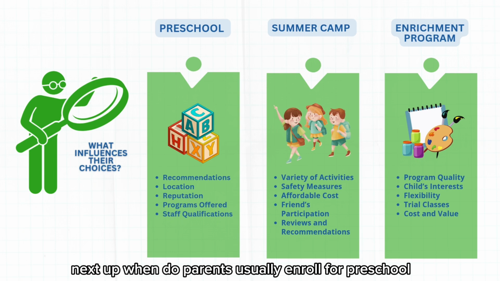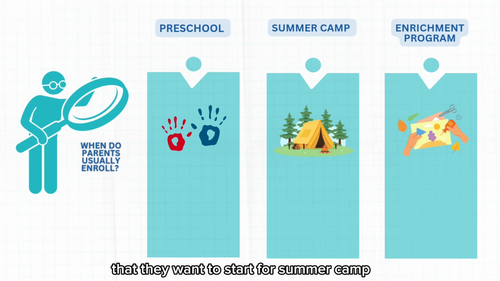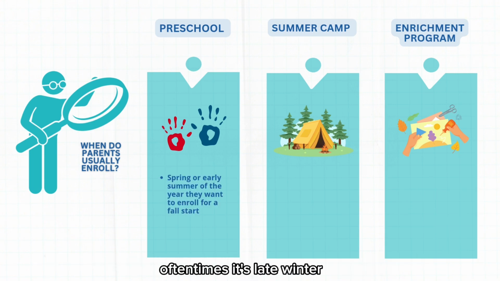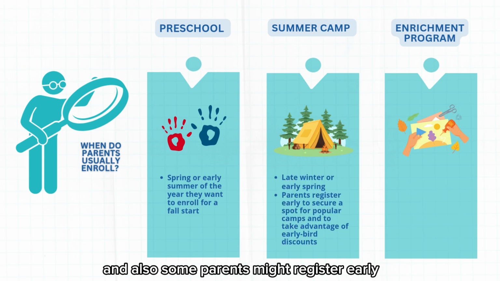Next up, when do parents usually enroll? For a preschool, usually parents might be enrolling in the spring or early summer of the year that they want to start. For a summer camp, oftentimes it's late winter, early spring that parents start to register, and also some parents might register early, say in January, February, to secure a spot for a more popular program and take advantage of early bird discounts.